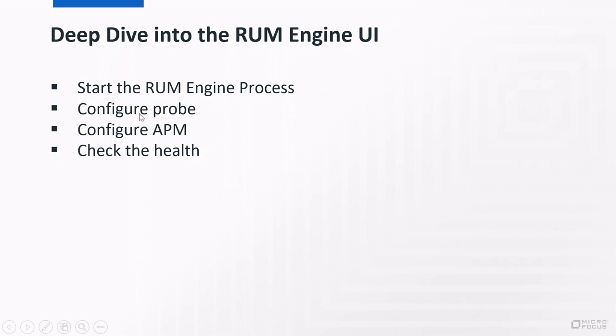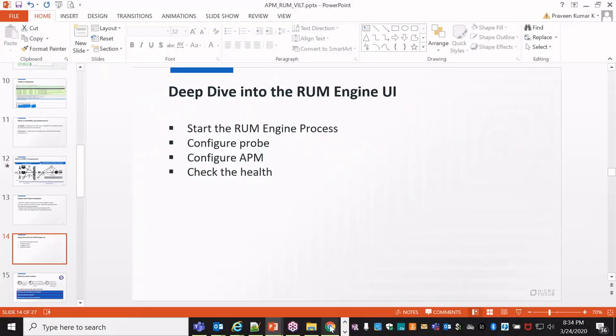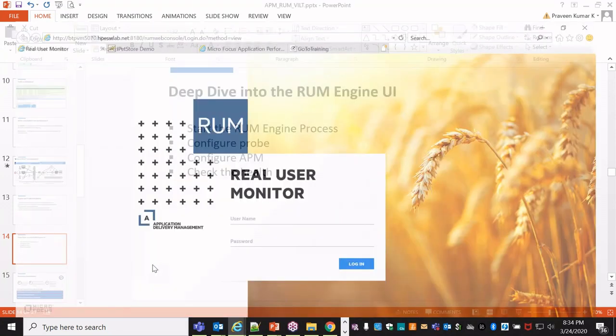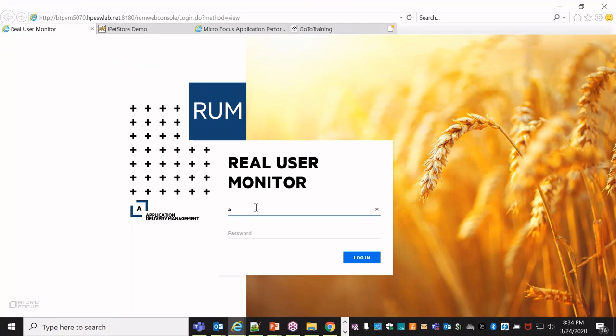I'll just show the configuration part and how the overall RUM engine looks, so that you can ask me questions. So this is the 9.52 engine.